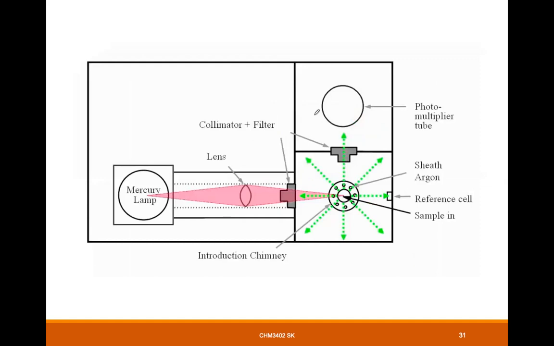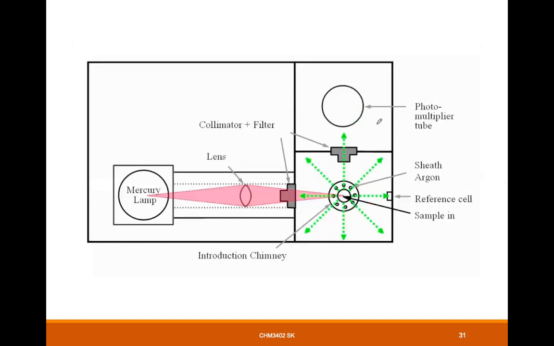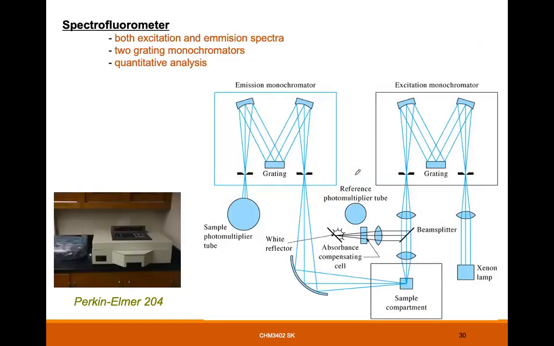So this is a setup of an atomic fluorescence spectrometer. Here I make it larger and simpler. The detector is here, and you can see this is the sample. It is at 90 degrees. Okay, and for the spectrofluorometer, not the atomic fluorescence spectrometer, I think it is also good that you know about the spectrofluorometer.